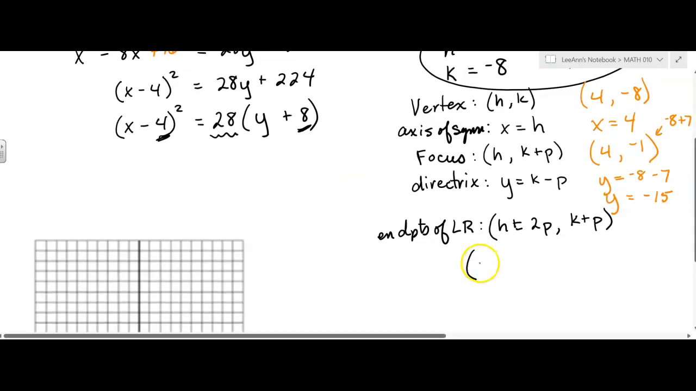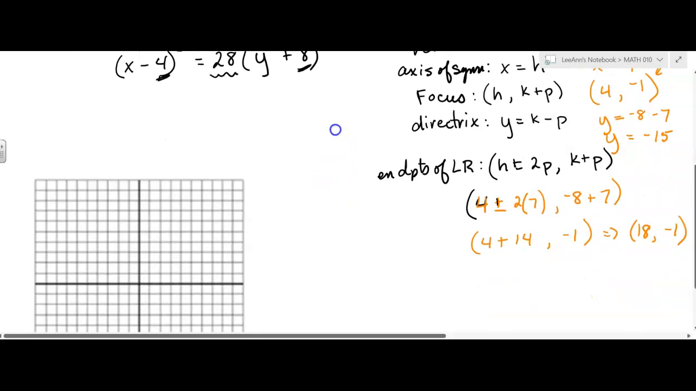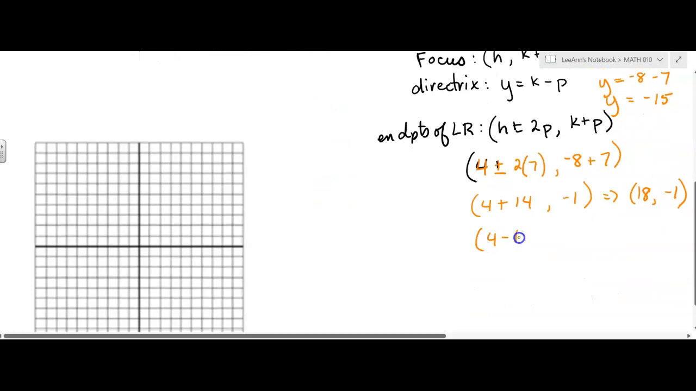Our h was what? 4 plus or minus 2 times p, which was 7. And then our k was negative 8 plus p, which was 7. Okay, now that's going to give us 2 points. We're going to have 4 plus 14, comma, negative 1, or 18, comma, negative 1. And the other one's going to be 4 minus 14, comma, negative 1, which is negative 10, comma, negative 1.